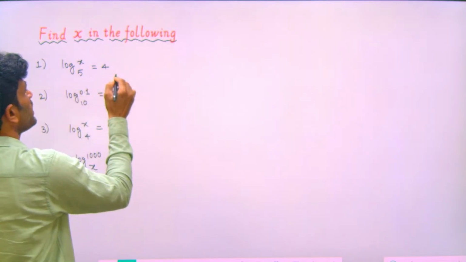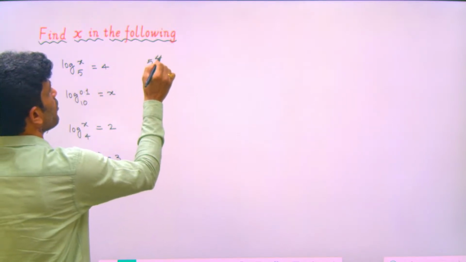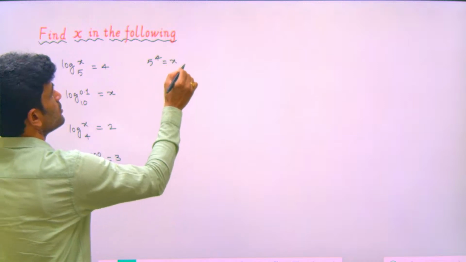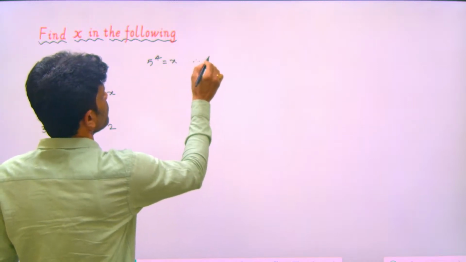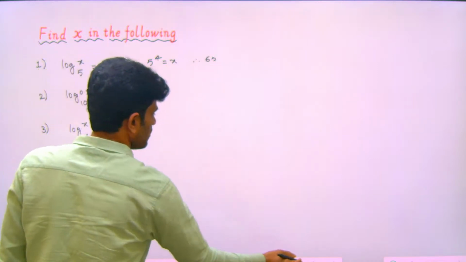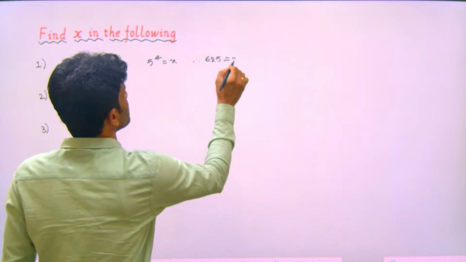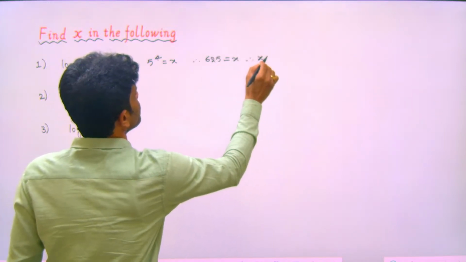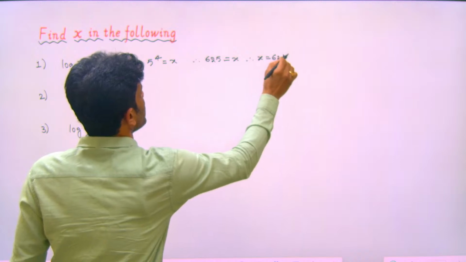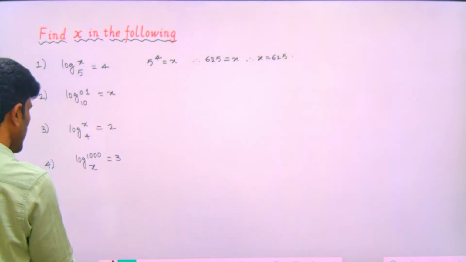So this 5, if you send it there, what do we get? 5 to the power of 4 is equal to x. So what is 5 to the power of 4? 5 to the power of 4 is 625. So what is x now? 625 is x. Therefore x is equal to 625. I will tell you in another way.